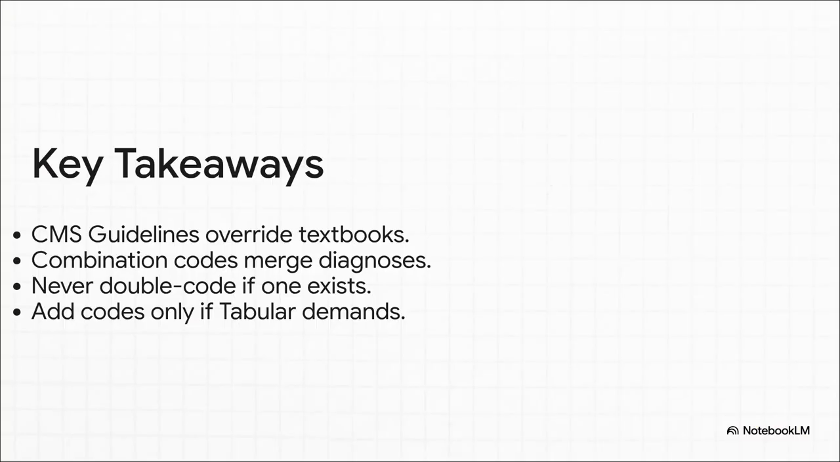It's time to lock in the absolute most important rules from today's explainer. Number 1, CMS guidelines always rule supreme over textbook interpretations. Number 2, combination codes are your best friend. They merge diseases, manifestations, and complications into one incredibly efficient package. Number 3, our cardinal mandate. Never double code if a combination code exists unless you want to invite an audit. And finally, number 4, only add secondary codes if the tabular list explicitly demands it for extra specificity. Master these 4 pillars and your claims are going to be bulletproof.